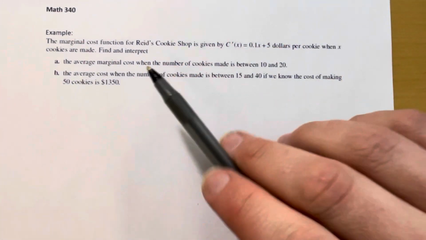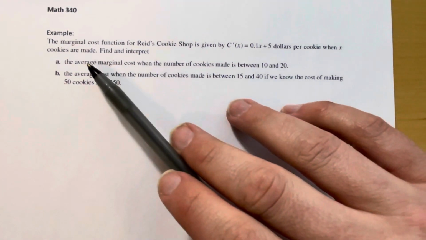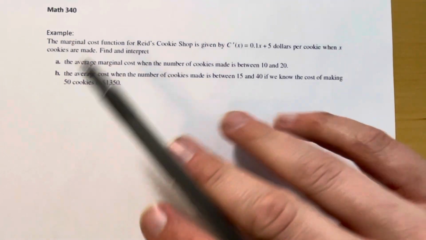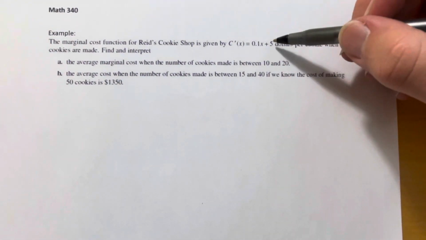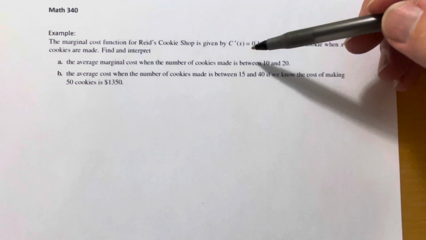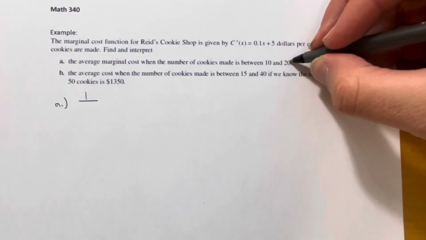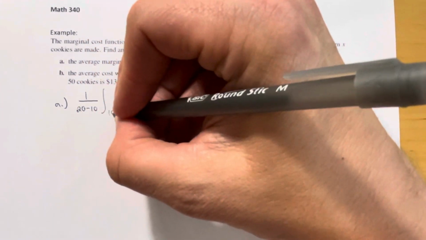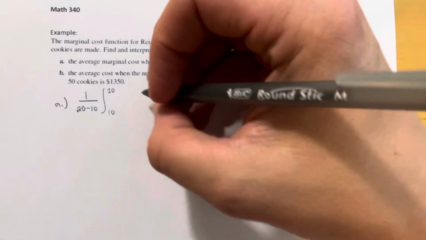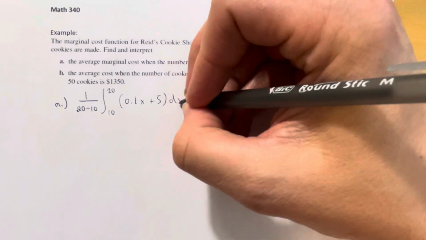For part A, we want to find the average marginal cost when the number of cookies made is between 10 and 20. So we have a marginal cost function. That means we already know the function that we want to use for this problem. It's this, C prime of x. And it says when the number of cookies made is between 10 and 20. This is giving us our interval that we want to use. So for part A, we have 1 over the difference between the upper and lower limits, 20 minus 10, times the integral from 10 to 20 of this function right here, 0.1x plus 5 dx.